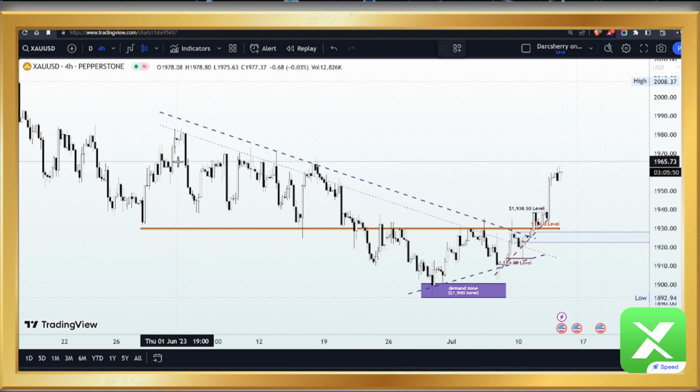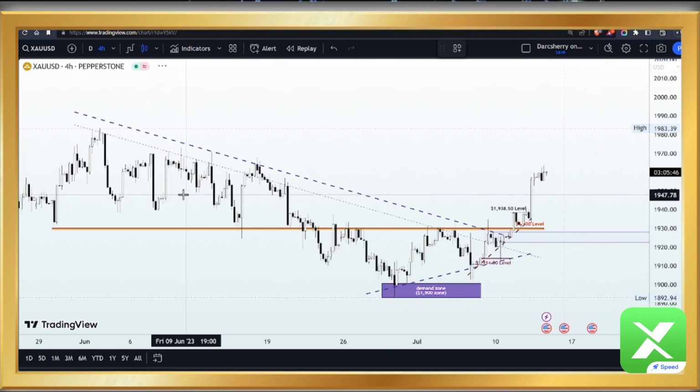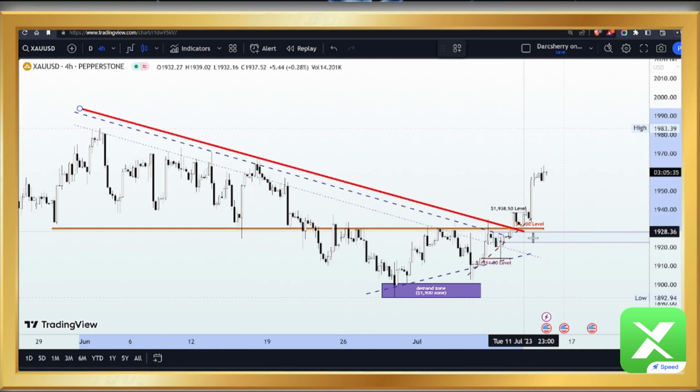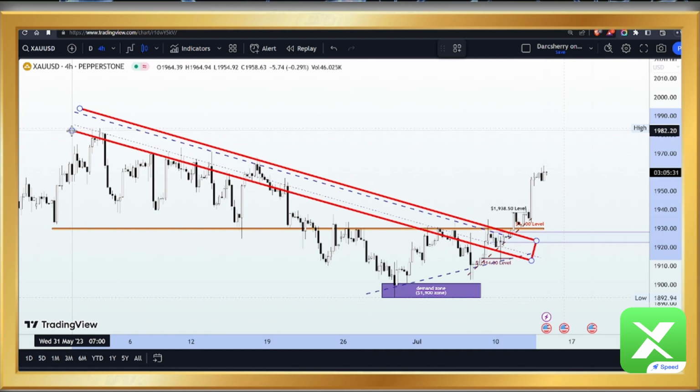The first thing we saw here was the fact that price action has been bearish for a while now. So what we did was to take into consideration what has been going on in the market since the beginning of the month of June. And to do that, we connected a series of lower highs, which gave us this descending trend line. In fact, we have a couple of them here that has been supporting this bearish momentum.